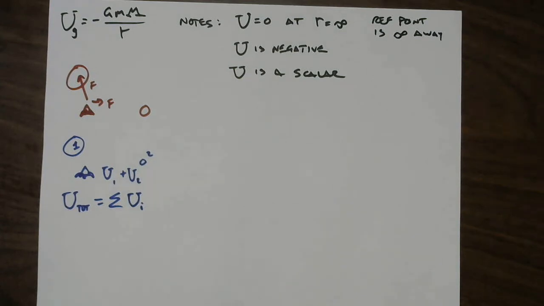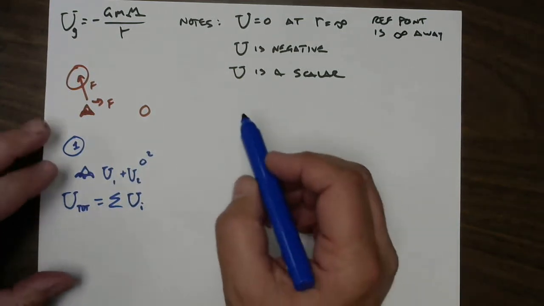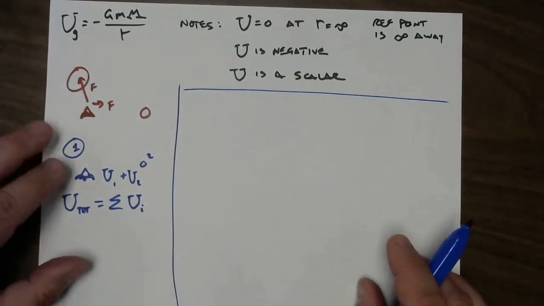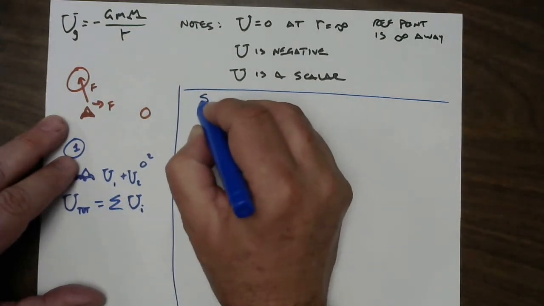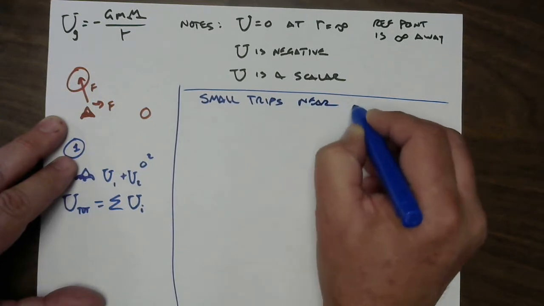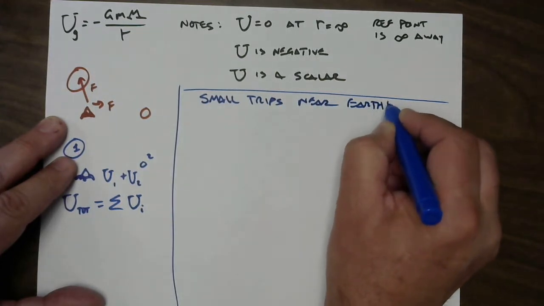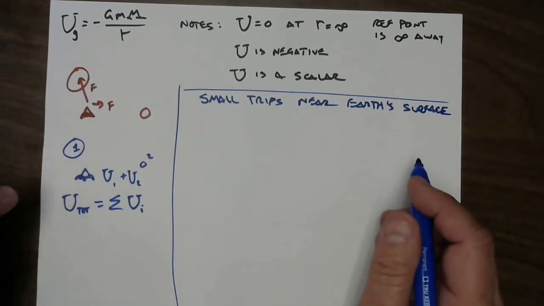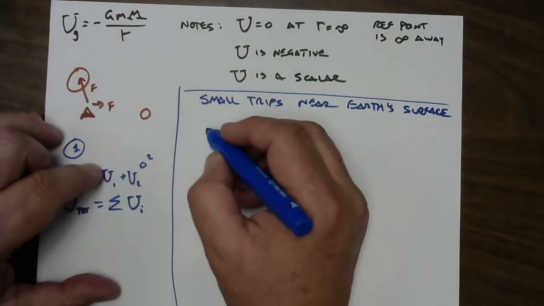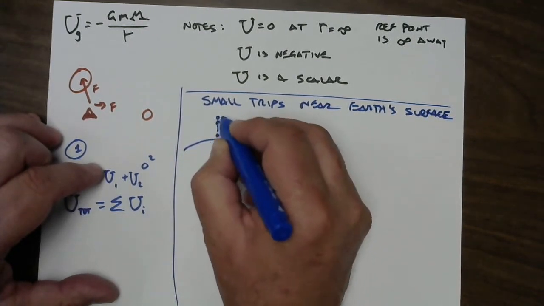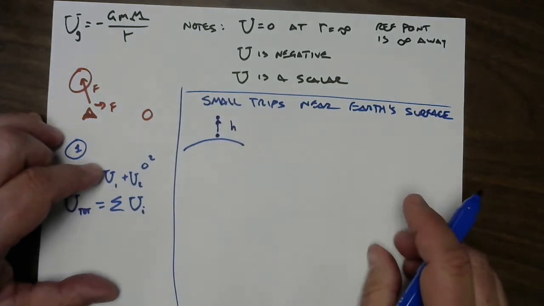We need to prove that this works near the Earth's surface to give us the same result. So now that I've talked about this, let's carve out this section of the paper here. So for small trips near the Earth's surface, we need to figure out what the thing is. So we've got a curving Earth. We're going to start at the surface of the Earth, but we're going to move up here a distance h, and h is a small amount.